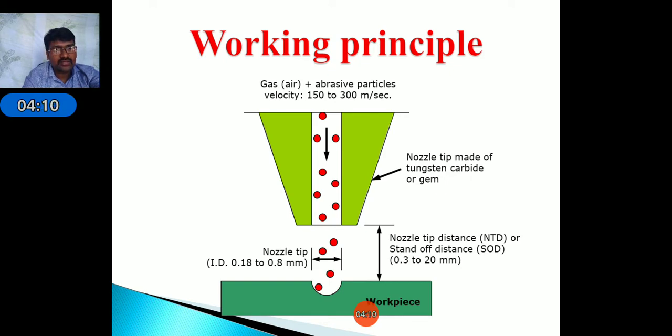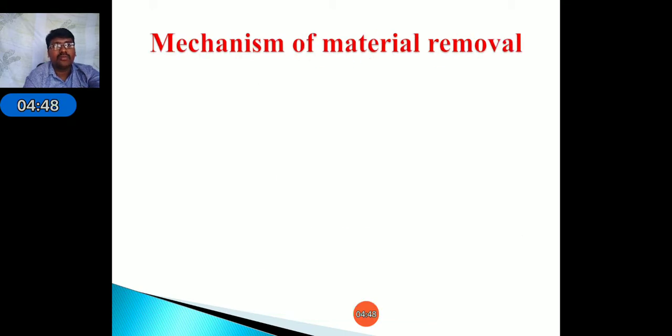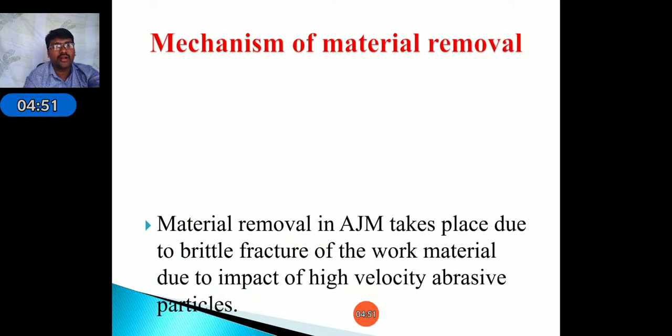Next, the distance between the nozzle tip and the workpiece is known as the nozzle tip distance or standoff distance. Generally the range is 0.3 to 20 mm, and the nozzle internal diameter is 0.18 to 0.8 mm. These are the specifications of the nozzle, the distance between the nozzle and workpiece, and the internal diameter of the nozzle.